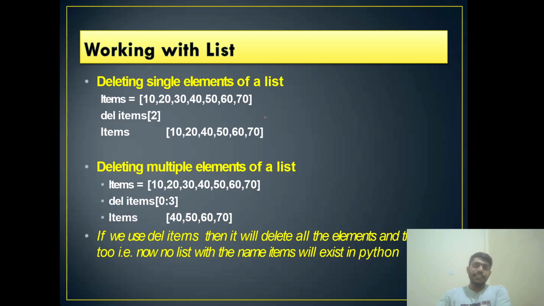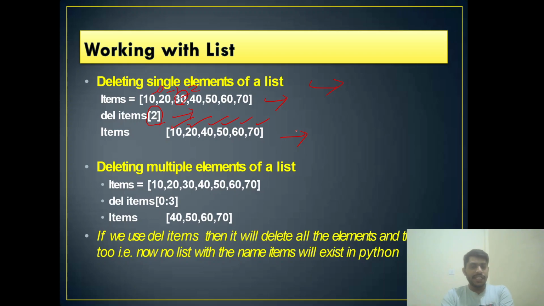You can see here deleting a single element of a list. So this is the items list, del items of 2. This is index 0, this is 1, this is 2. So the element at index position 2 will be deleted. Now you can see, the item at index 2, what is that? 30 is there, 30 is deleted now. Now the list is 10, 20, 40, 50, 60, 70.